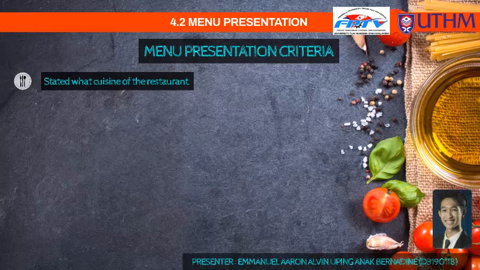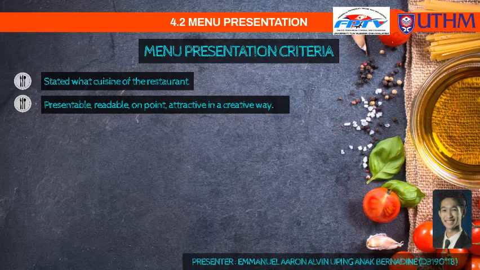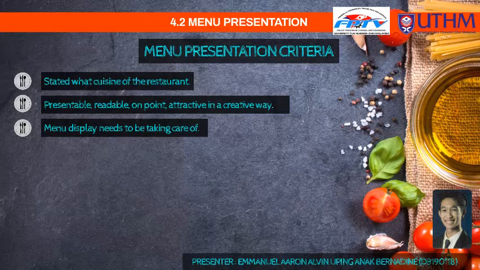Besides, menu needs to be presentable, readable, on point, attractive in a creative way. Other than that, menu displays need to be taken care of, because the customer will notice and get the information very easily. Menu displays such as in the chalkboard, advertising wall, or menu book. If the menu is printed in the menu book, get the right paper or card. This should reflect the quality of the establishment.